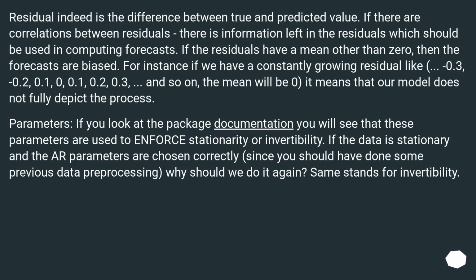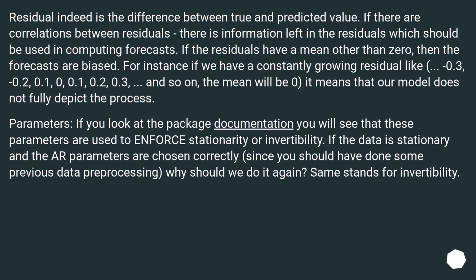Residual indeed is the difference between true and predicted value. If there are correlations between residuals, there is information left in the residuals which should be used in computing forecasts. If the residuals have a mean other than 0, then the forecasts are biased. For instance, if we have a constantly growing residual like -0.3, -0.2, -0.1, 0, 0.1, 0.2, 0.3, and so on, the mean will be 0, but it means that our model does not fully depict the process.